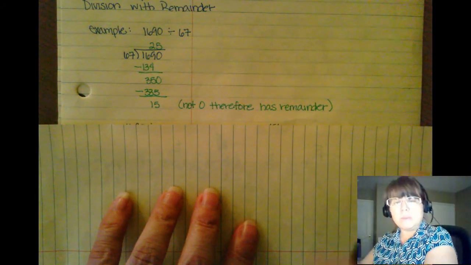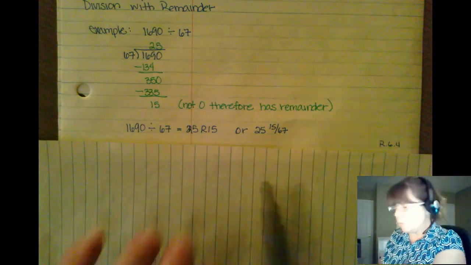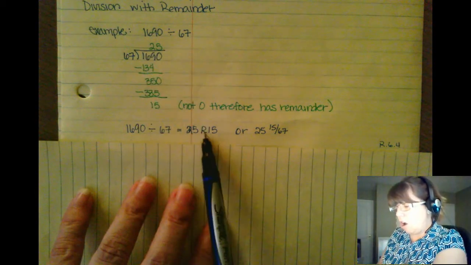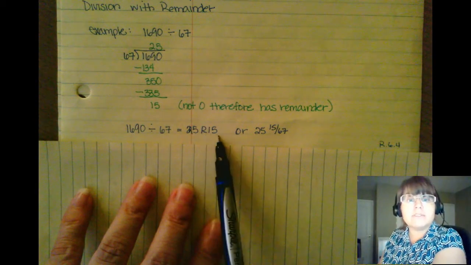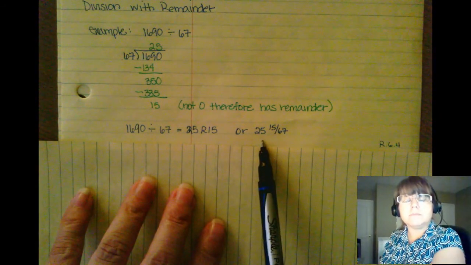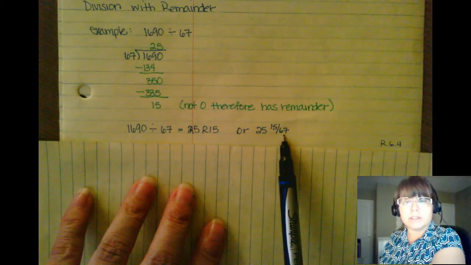But how do we write it? Do we just leave it down there, just kind of dangling off into space here? No, there's a couple of ways to write it. One is 25, which is our quotient, r, meaning remainder, 15. Or we can leave it as a fraction. So it's the quotient 25 with the remainder over our divisor.